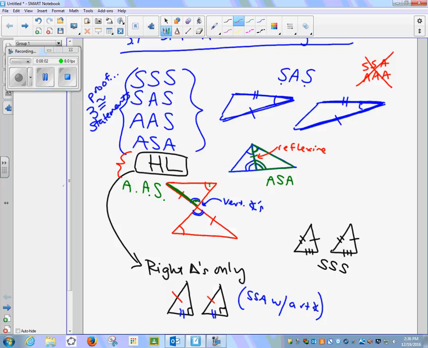2. An H to an H and an L to an L. 2 congruent statements, plus right triangles. Okay, so we'll do a proof like that so you'll see what I mean.